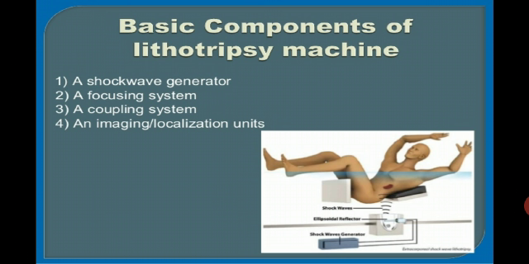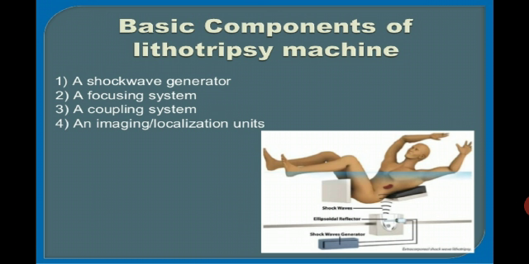Now we will see the basic components used in the lithotripsy machine. This is a shock wave generator. A shock wave generator actually produces an expansion wave propagating into the higher pressure gas. The second component of the lithotripsy machine is the focusing system. A focusing system is used to create the shock wave at one focal point and converge it at the second focal point. The third important component is the coupling system. This system actually monitors the quality of the shock waves.